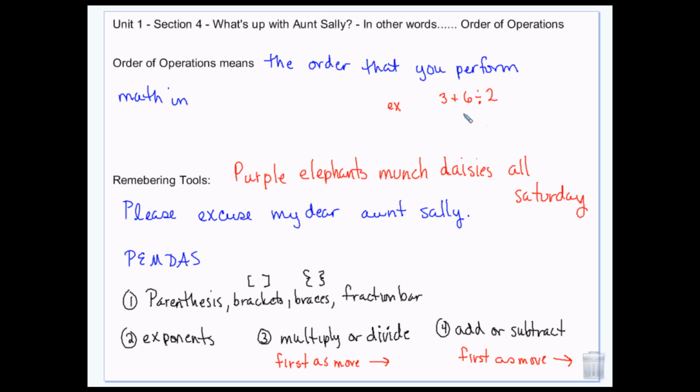Okay? So, yeah, 3 plus 6 is 9. 9 divided by 2 is 4.5. Not good. But 3 plus 3, 6. That's the correct answer. So it does make a difference. Okay, so you do this part first and then that part second to get 6.